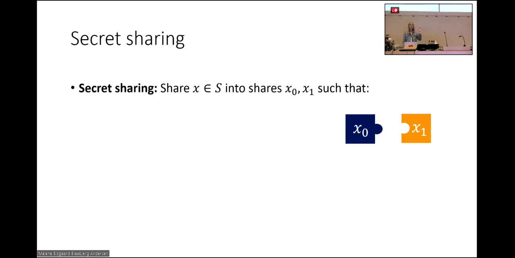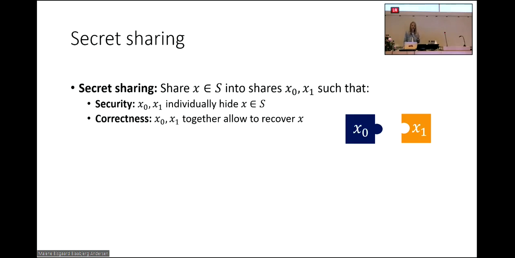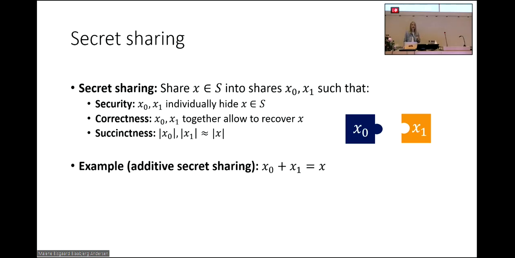So, secret sharing, I assume everyone is familiar, but it will be the starting slide for the next slide. With secret sharing, we want individual shares to hide the secret. If we combine the two secret shares, we can recover the secret. And we also want some kind of succinctness: our shares should not be much, much larger than the value we want to share in order to be useful. The simplest example is just additive secret sharing.